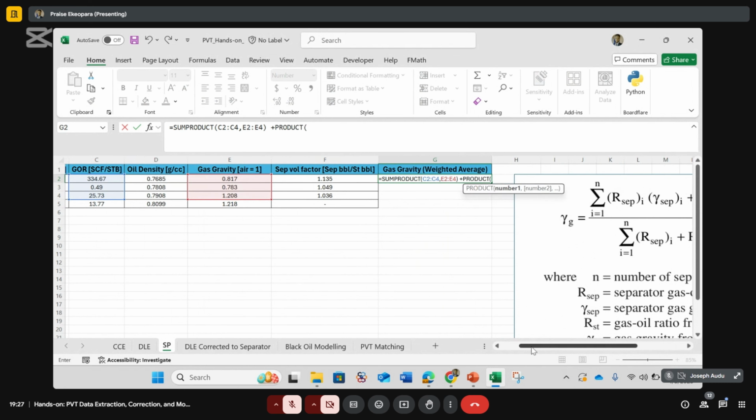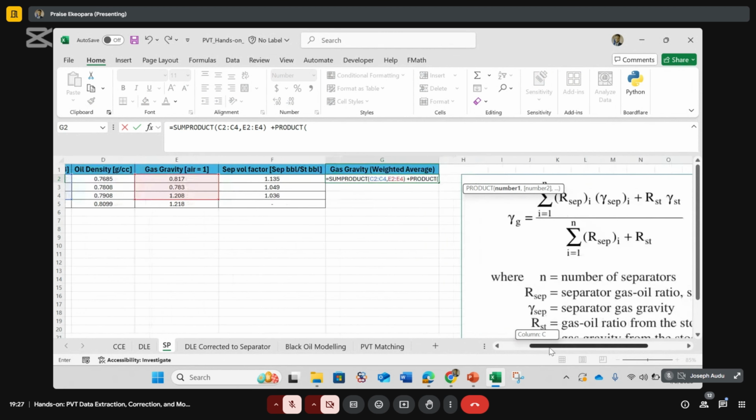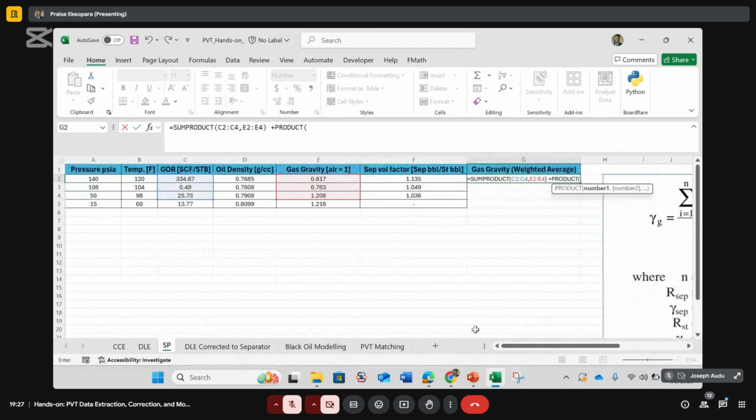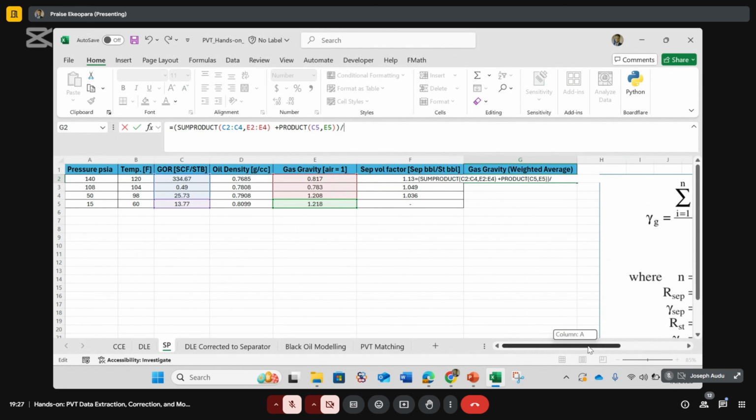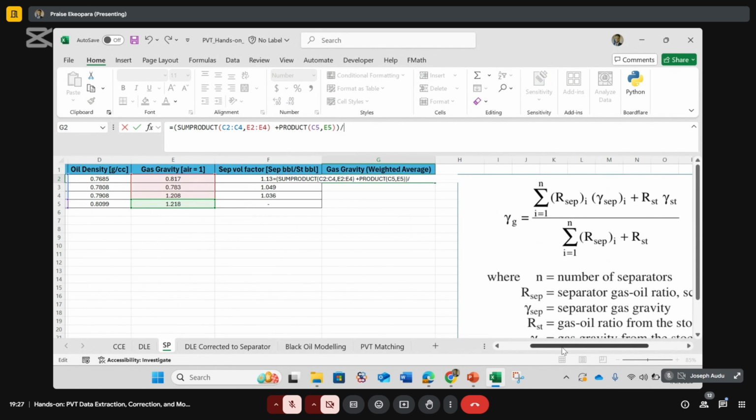And this product now will be RST, will be this, and this. That's the last one, right? Then once I'm done doing all of these things now, let me put this. Once I'm done doing this, I need to divide now by the summation of this one plus this.